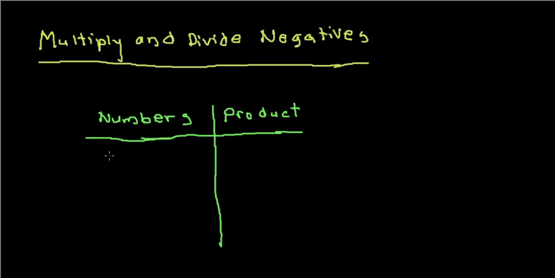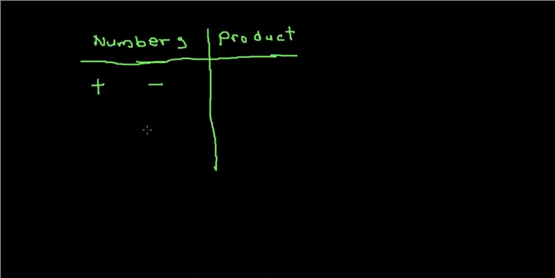So let's say we have two numbers, and one is positive, one is negative. The rule says that when we multiply a positive number and a negative number, the result will be negative. And because multiplication goes the other way around, it doesn't matter even if the first number is negative and the second number is positive, the product will still be negative.